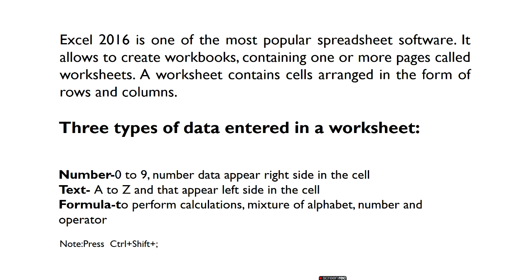There are different types of data entered in a worksheet, mainly numbers 0 to 9, or text, that is A to Z, like a name containing alphabets, formulas, or you can enter a date. The shortcut to enter a date is Control plus Shift plus semicolon.